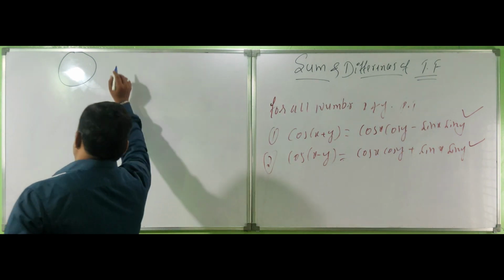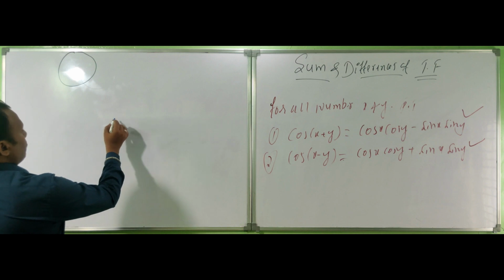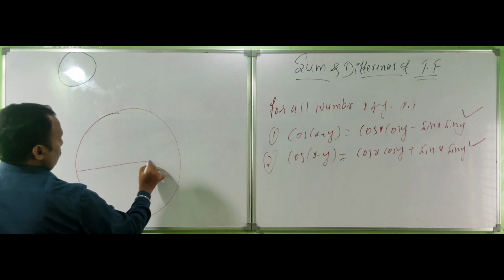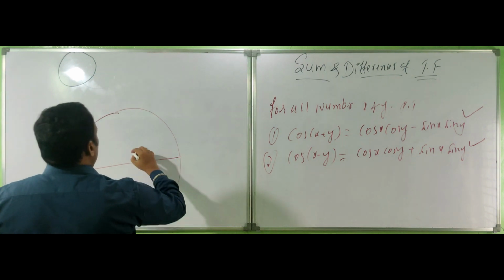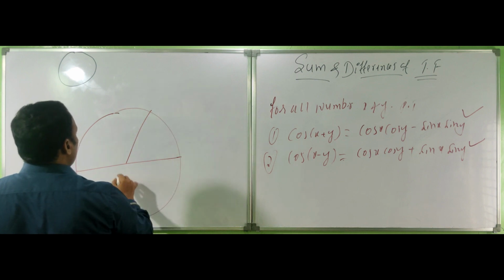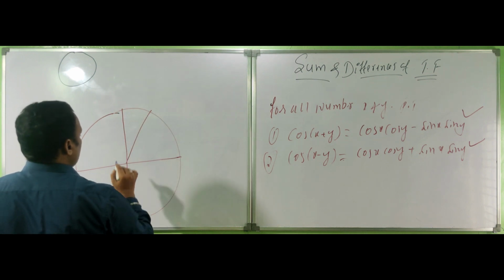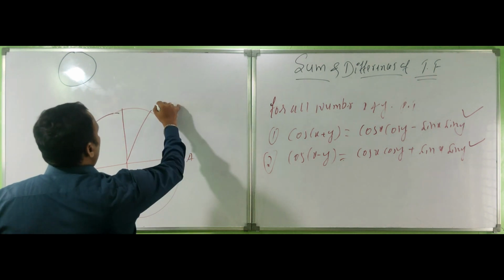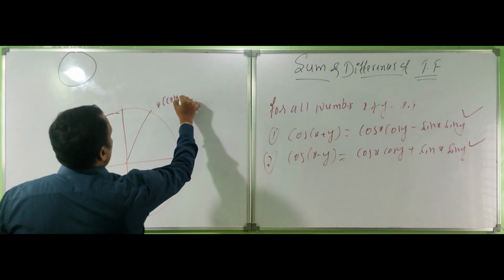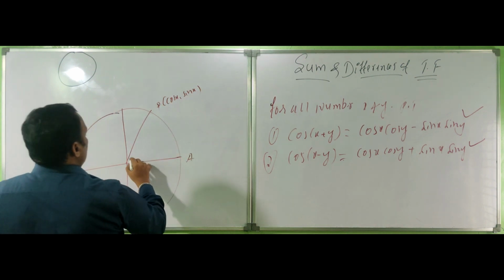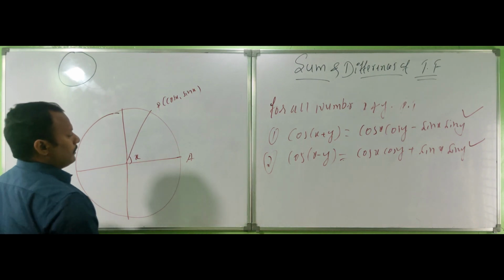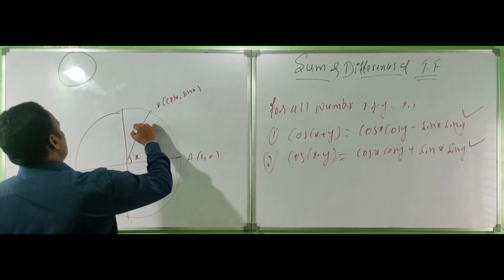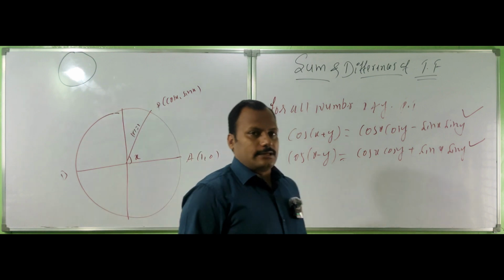Just consider the unit circle. This is the center. This is the point A, and this is B. This is the point for cos x and sin x, because this is the angle x. This is 1 and 0 on the unit circle, because the radius of the circle is 1.